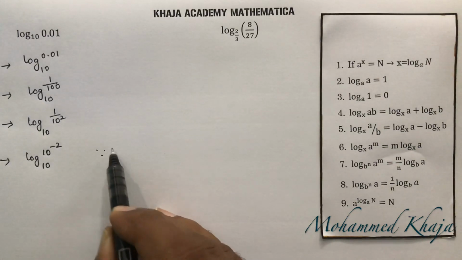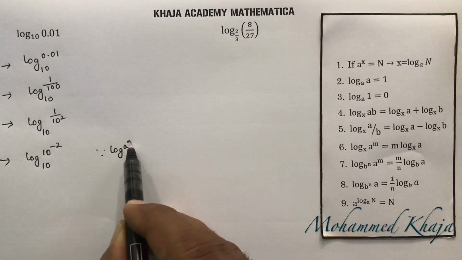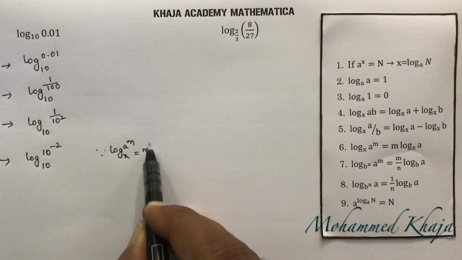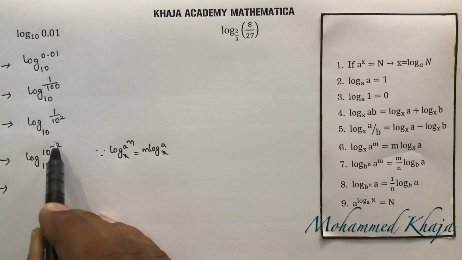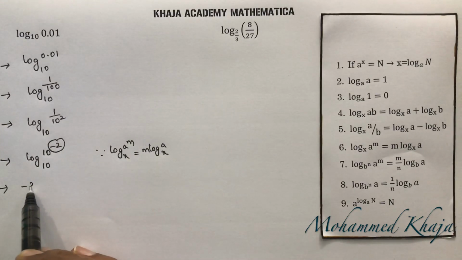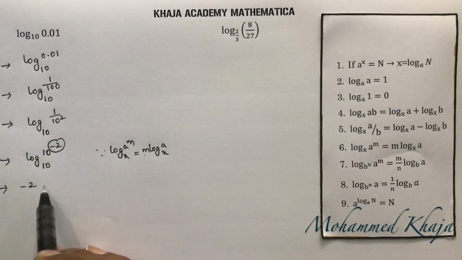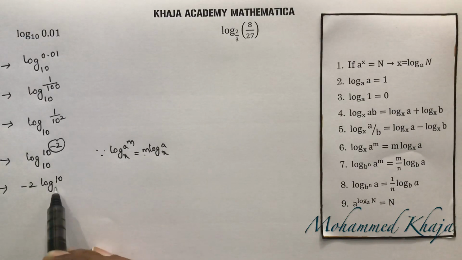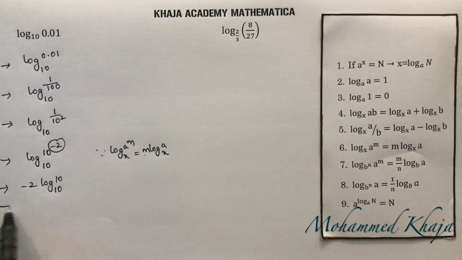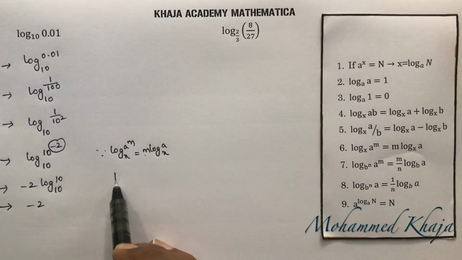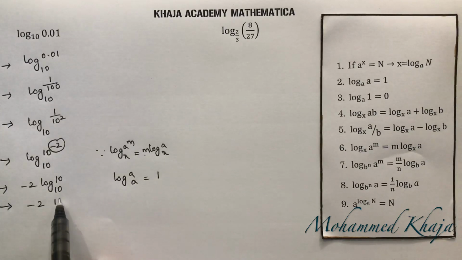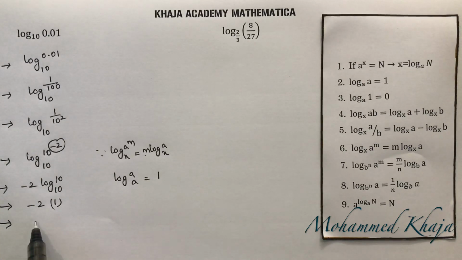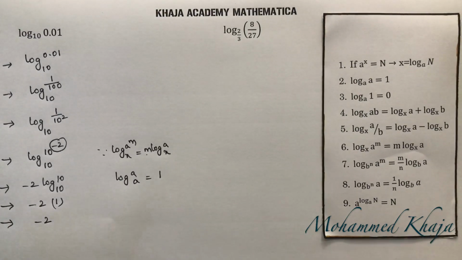Again the same logarithm of power: log a to the power of m to the base x equals m log a to the base x. Here in place of m we have minus 2, so minus 2 log 10 to the base 10. The logarithm of a number to the same base is 1, so log 10 to the base 10 is 1. So minus 2 into 1 is minus 2. The answer is minus 2.